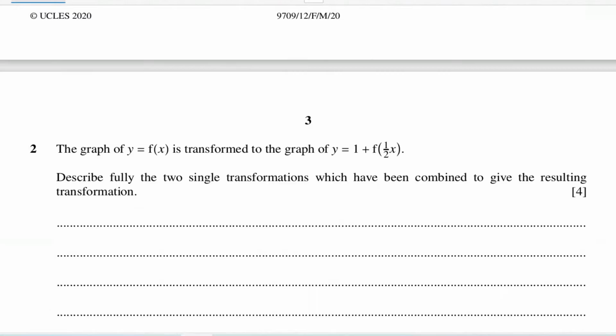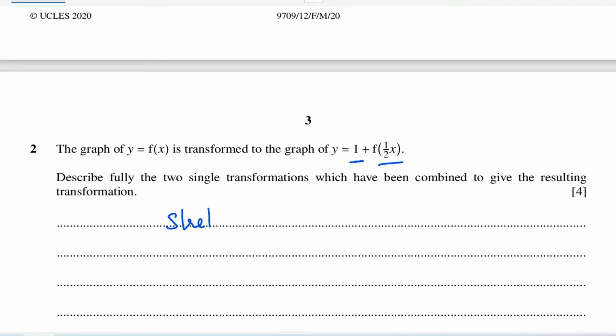So by looking at the function, we can see there is a stretching and there is one translation. And f of 1 over 2 x is a stretching along the x direction, and 1 plus is a translation along the y direction. So one horizontal, one vertical transformation are there. So we can write in any order. So let us write first the stretching.